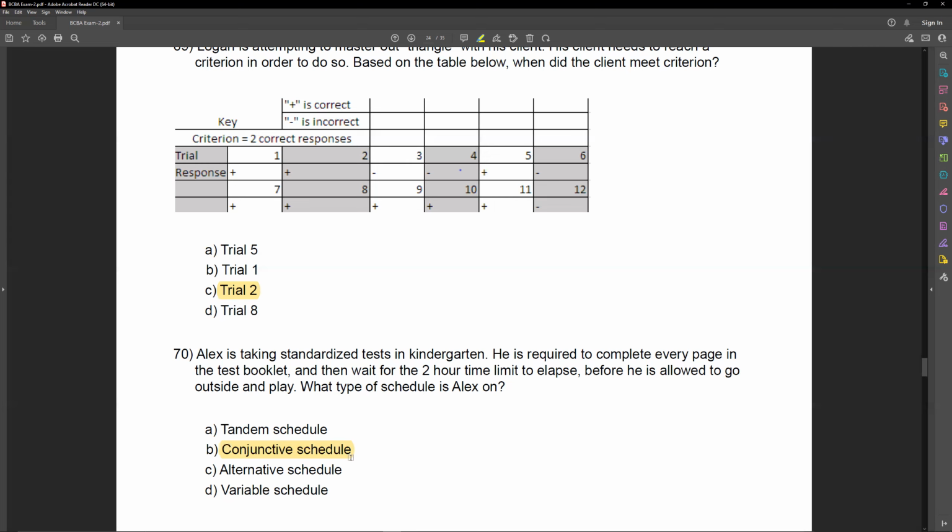I would say the differential reinforcement questions are difficult. The measurement or the complex reinforcement schedule questions are difficult, okay? Make sure you understand those. You're going to get questions on those, okay? They will test you on that.